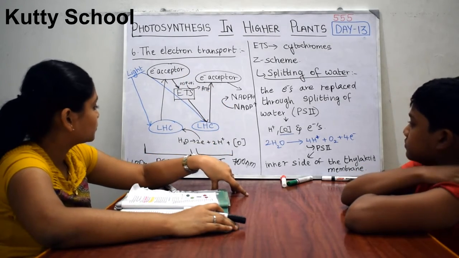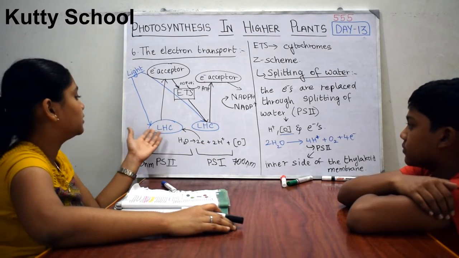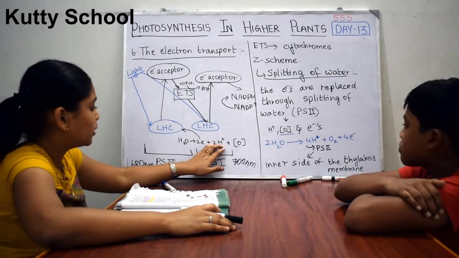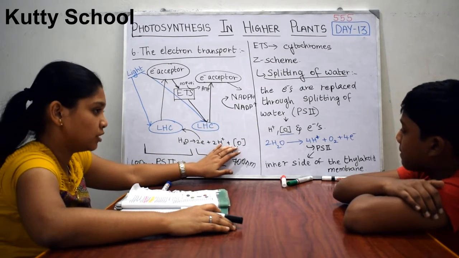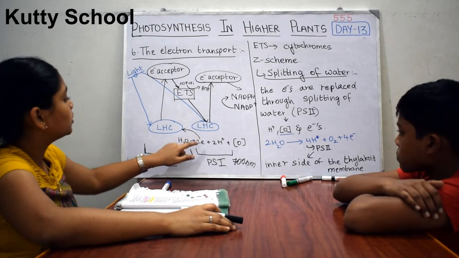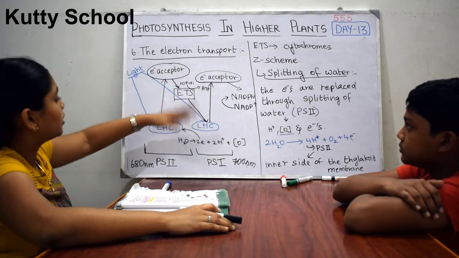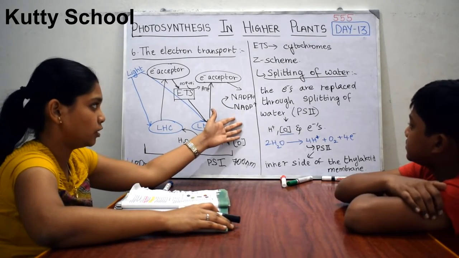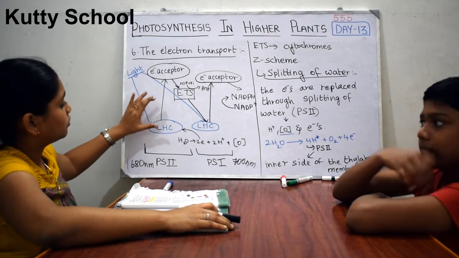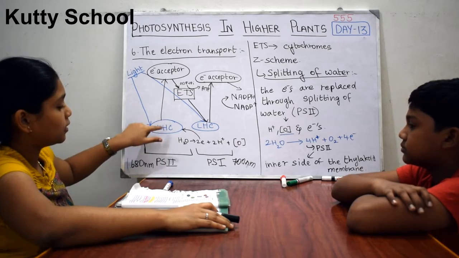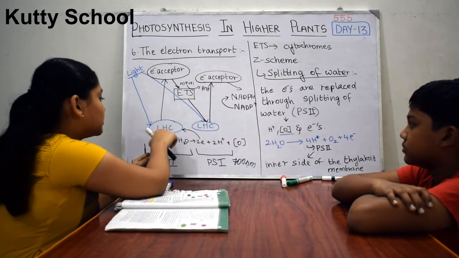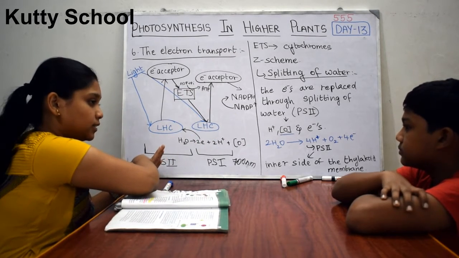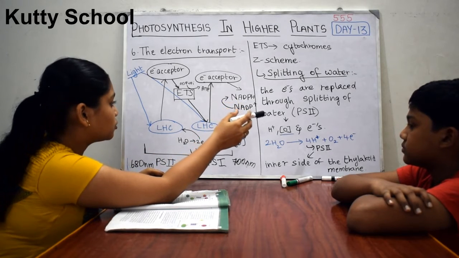The water splitting complex is in photosystem 2. Here only, water splits into 2 electrons, 2 protons, and oxygen. This oxygen is released. After the electrons move, there should be electrons to keep producing the flow, and they come from water. These electrons replace the electrons already present in the light harvesting complex of photosystem 2, of wavelength 680 nanometers. So these electrons are replaced through the splitting of water.